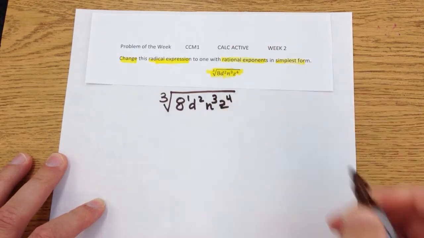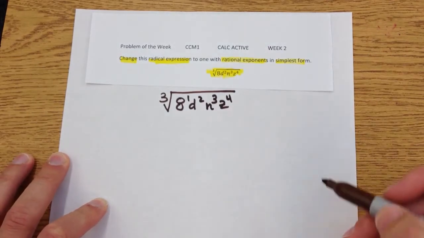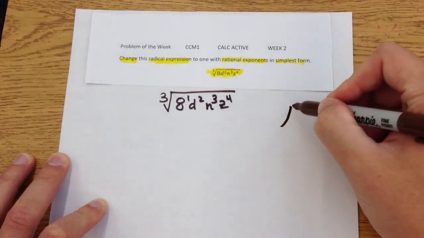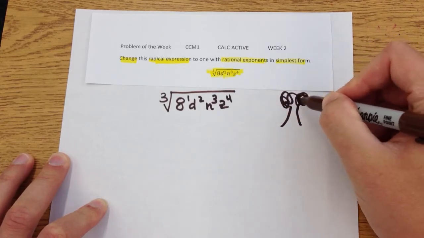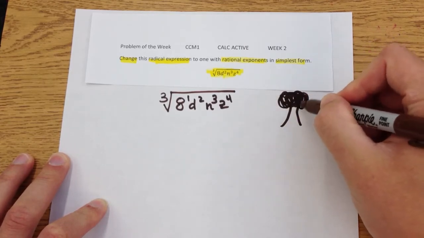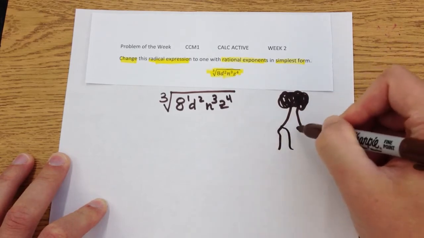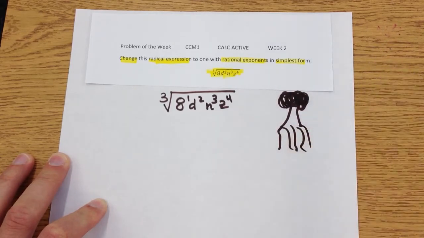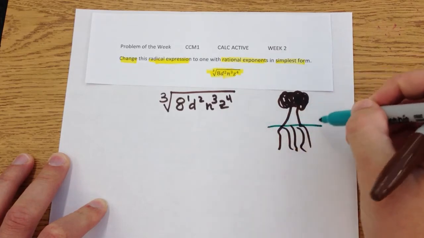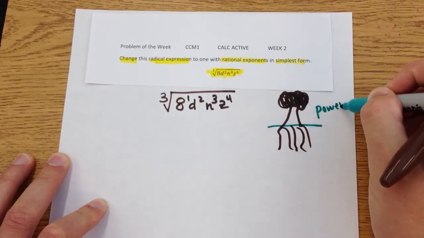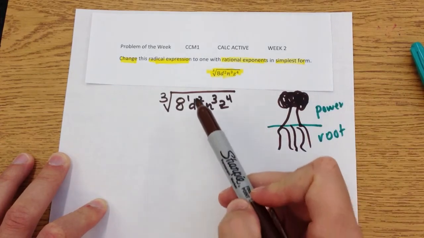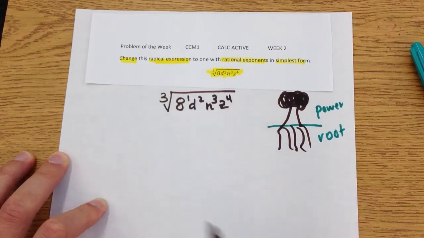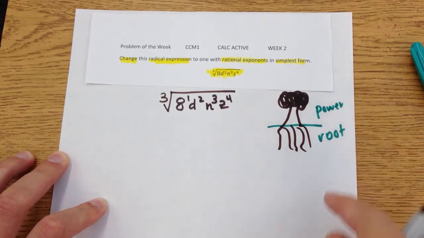z to the fourth. Now an important thing to remember here, like I showed you, remember the tree, the beautiful tree that I drew? Again, yours won't be that pretty like mine, but remember when we have a tree, right? Top of the tree is the power, bottom of the tree is the root. So this is the power, this is the root. So when we transform it or change it, we need to remember power over root.